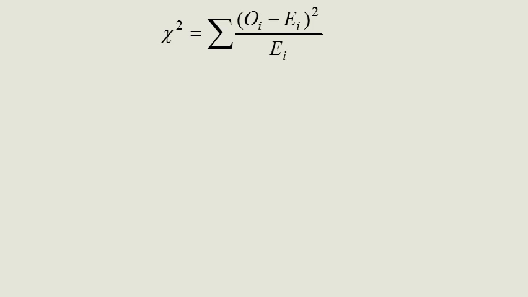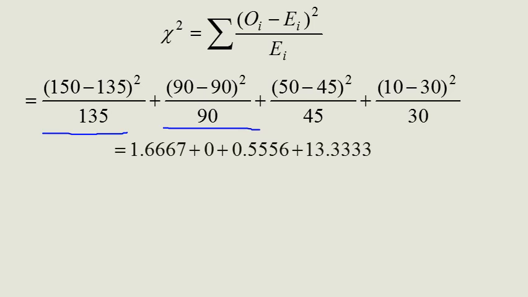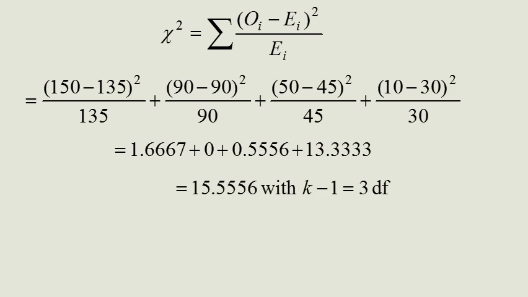Let's plug these numbers into the chi-square formula. We have four categories, so there are four terms in the sum. For each category, we plug in O, the observed value, and E, the expected value. And here's the full calculation. The first term represents McDonald's. The second term is KFC, and so on. The numbers work out like this, and they all add up to 15.5 with 3 degrees of freedom.